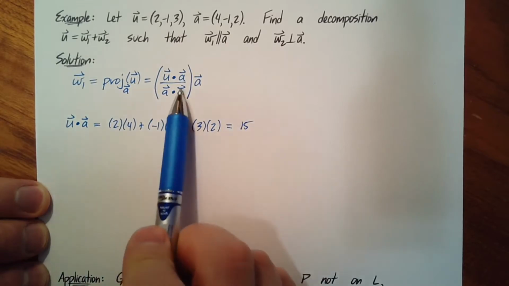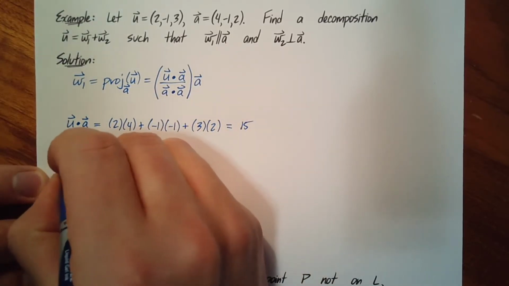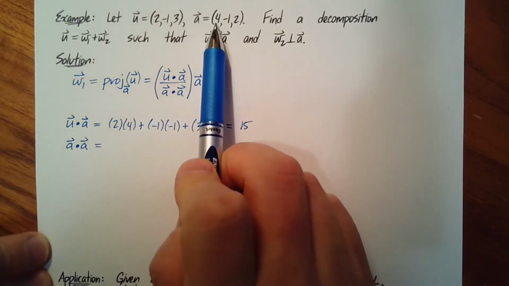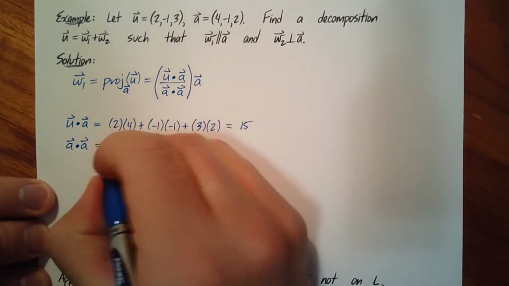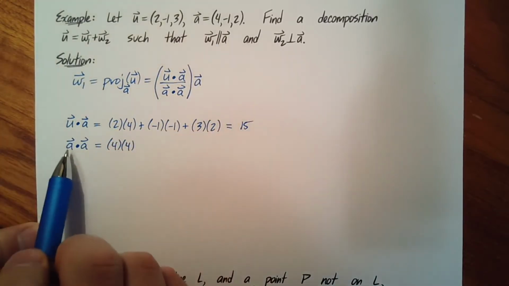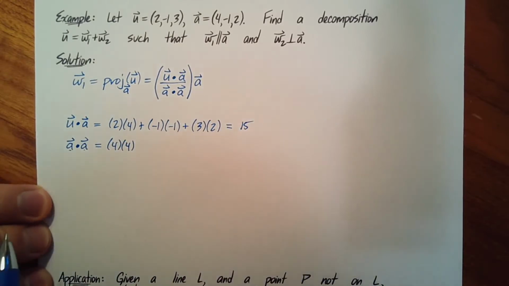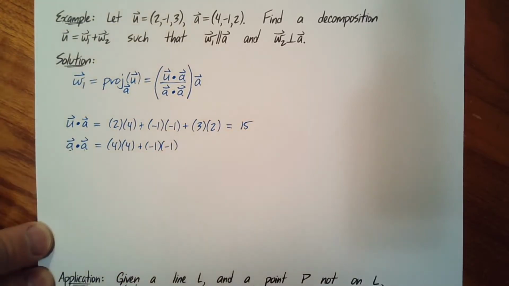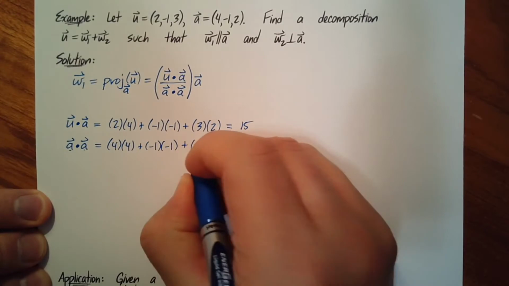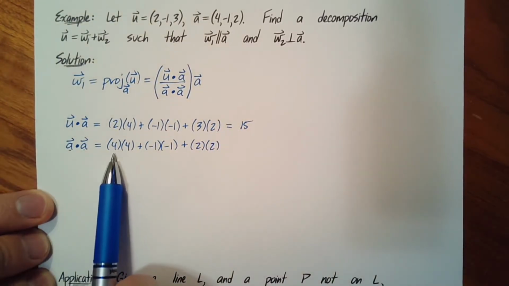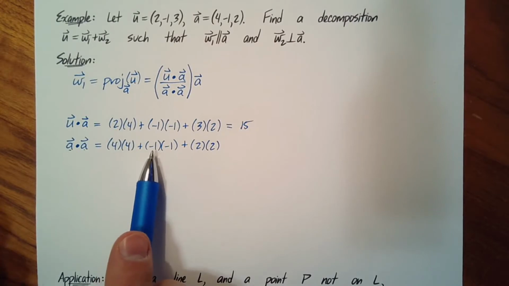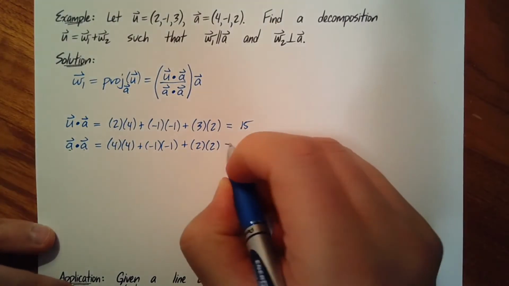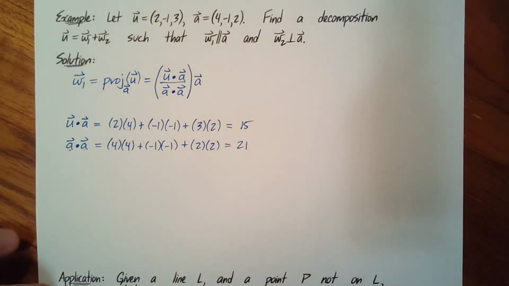Now we're going to work out the dot product of a with itself. That's the denominator of this fraction. The dot product of a with itself is just going to be 4 times 4, because the first coordinate of both of these vectors is 4, right? Because they're both the same vector a. The second coordinate of both of those vectors is -1, so we'll have -1 times -1. And the third coordinate of both of those vectors is 2, so we'll have 2 times 2. So we've got 4 times 4, which is 16. This will be +1 again, so 16 plus 1 is 17. 2 times 2 is 4, so you get 17 plus 4, which is 21.